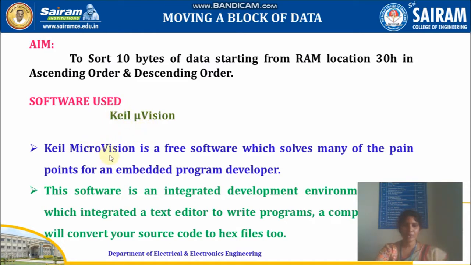Keil MicroVision is a free, open source software which you can download from the internet and use to execute the program practically. It solves many pain points for an embedded program developer. This software is an integrated development environment which integrates a text editor to write a program and a compiler, and it will convert your source code to a hex file.